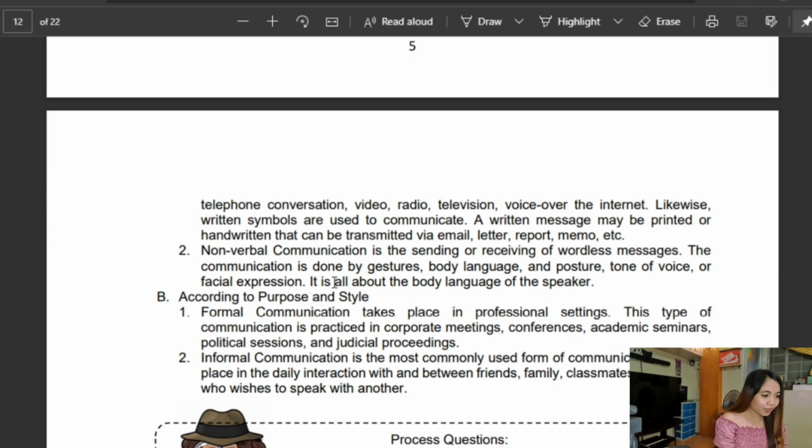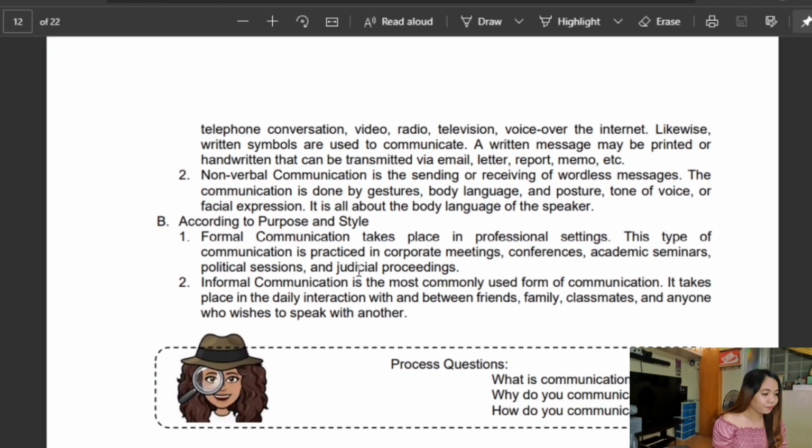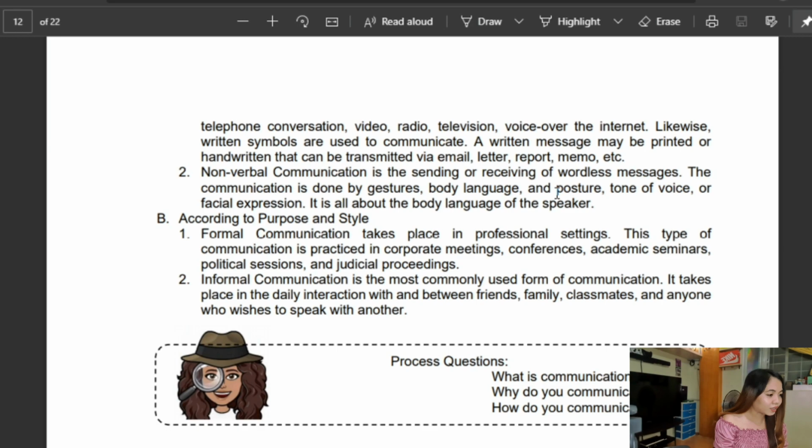When you say non-verbal communication, it is the sending or receiving of wordless messages. Again, you take note of the word wordless. The communication is done by gestures, body language, posture, tone of voice, or facial expression. So it's all about the body language of the speaker.